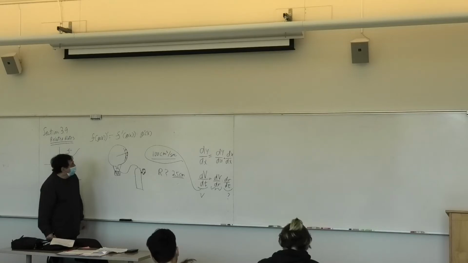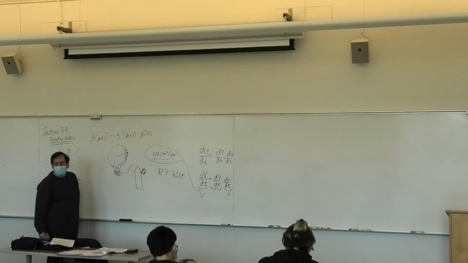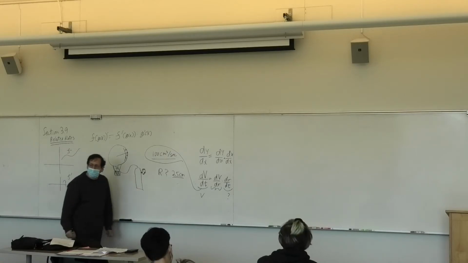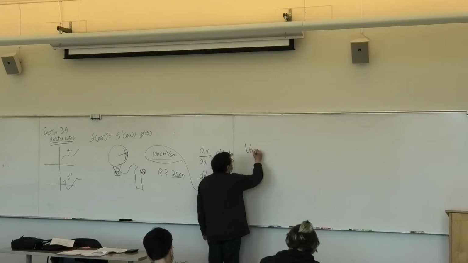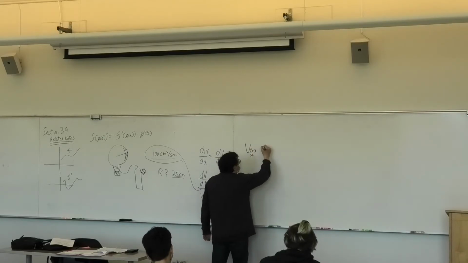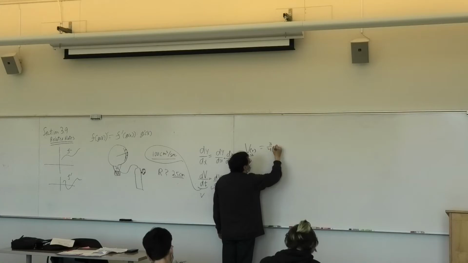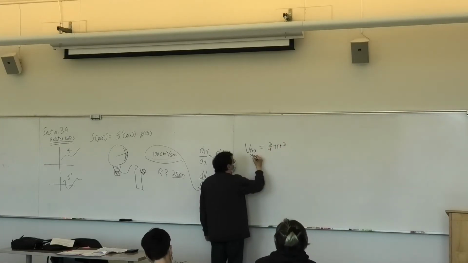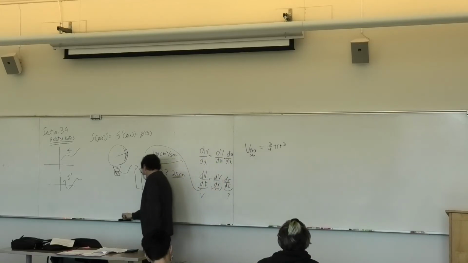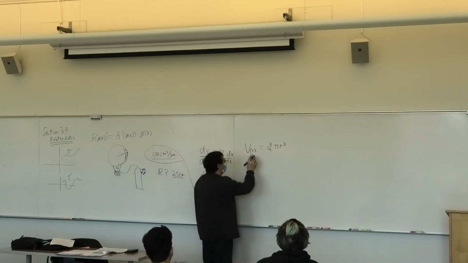Well, what do we know about the volume of a sphere with respect to radius? Does anyone recall the formula? 4/3 pi r cubed. Yes, thank you.